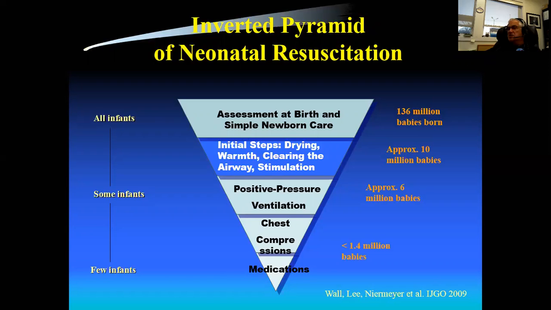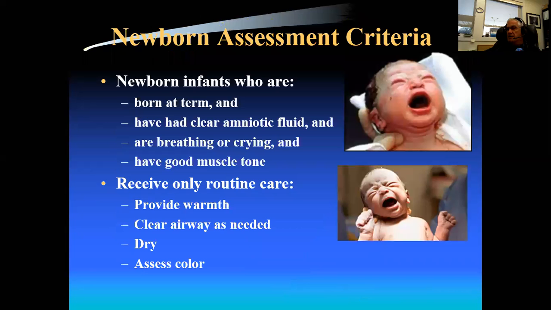Okay, so you could see, to the right there, it says 1.36 million babies born in the United States all have assessment done. Okay, only about 10 million babies have to go through a little more than that. Okay, and then only 6 million babies have to be ventilated, and only 1.4 million babies have to have chest compressions, and so on and so on. So you can see it's not very likely to get down to having to do CPR and ventilate patients and stuff like that. Okay, so here's our assessment criteria.